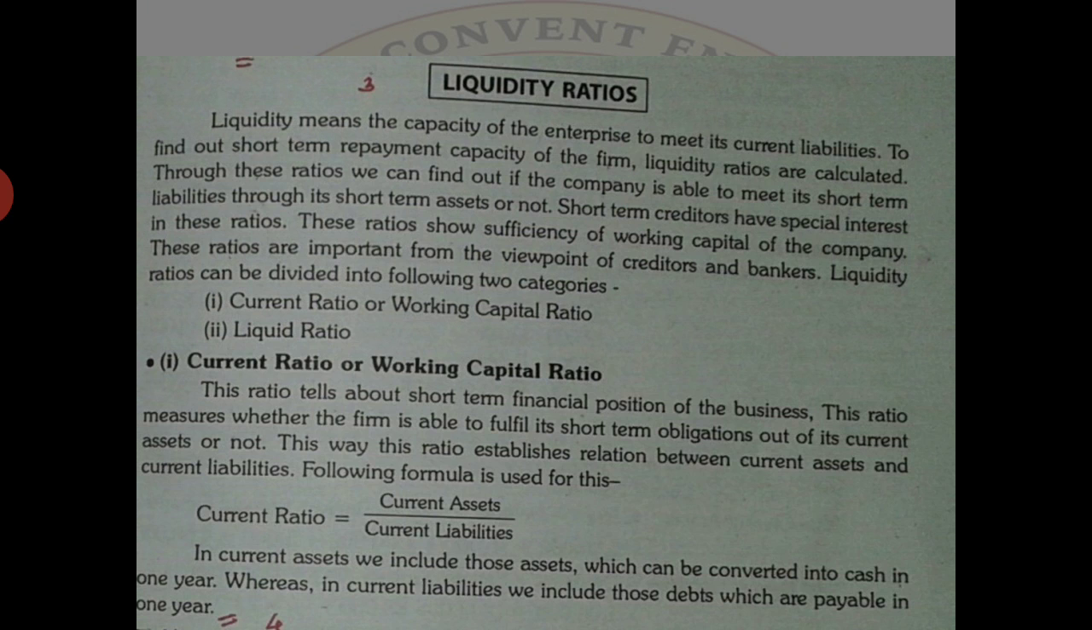So first we shall study current ratio or working capital ratio. To find out this ratio, we need to sum all the current assets of the business, which is divided by the sum of all current liabilities of the business. So we get a formula for this: current ratio is equal to current assets upon current liabilities.